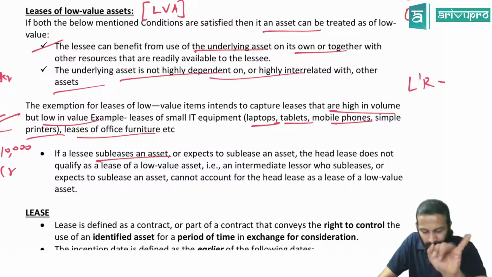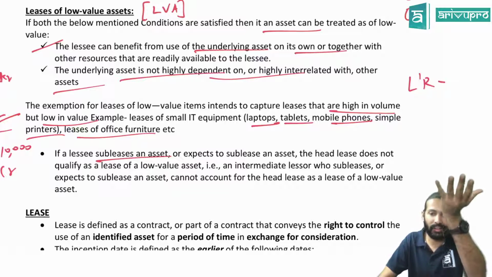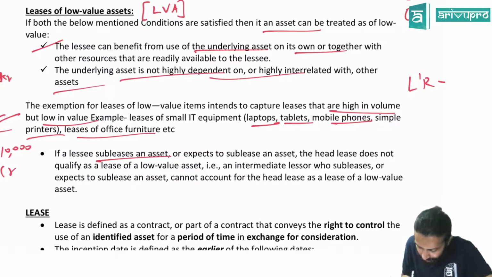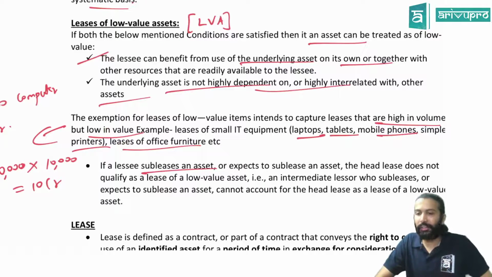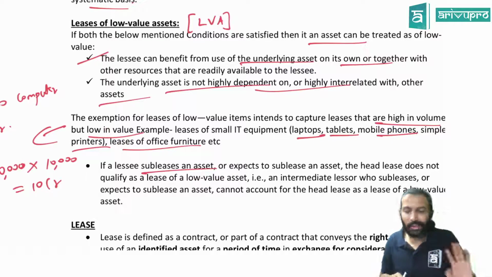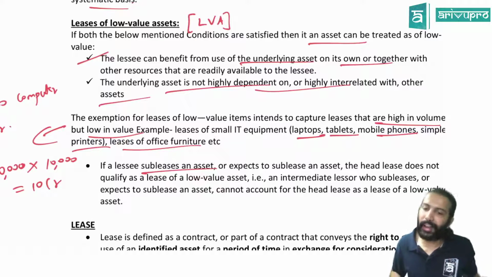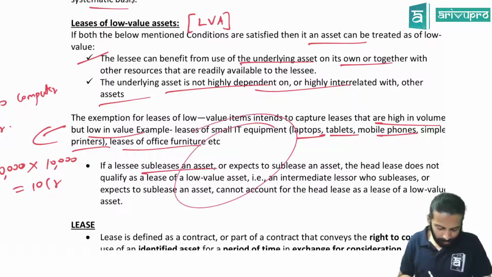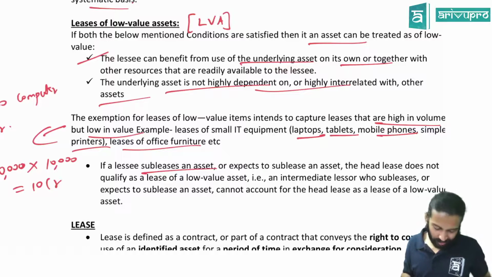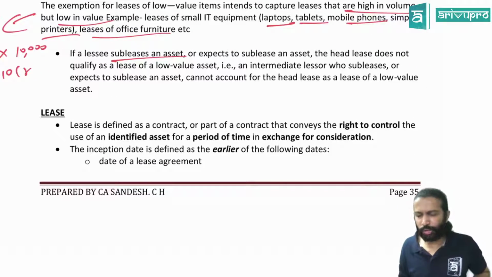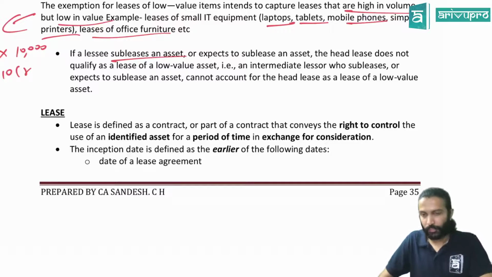The main feature of bringing in LVA is to capture those items which are high in number but low in value. They've given it here as high in volume but low in value. So this is the exemption given basically to capture that. If you conclude that it is LVA, again you can use the recognition exemption and do what? The lessee can account for it in simple terms, meaning lease rental paid, he'll treat as an expense on a straight line basis or any other systematic basis, but practically we'll be using the straight line basis only.